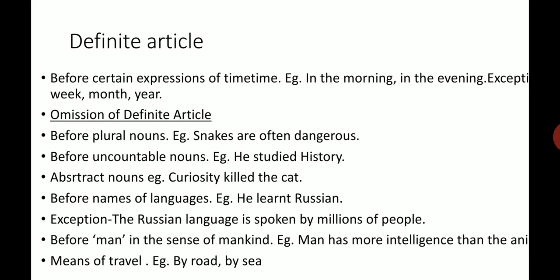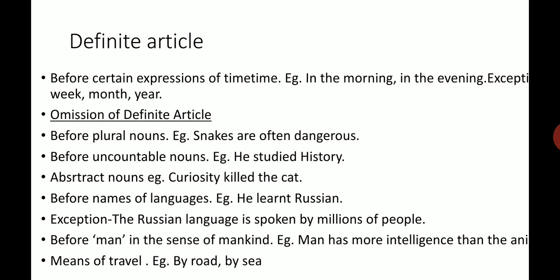Then, before certain expressions of time, for example, in the morning, in the evening, and so on. Now, at times it happens that the expressions of time do not take the definite article. For example, when we have to say last week, or last month, or last year, or midnight, then we do not use the there. For example, we don't say I'll meet you at the noon. We'll say I'll meet you at noon. I'll meet you next week, and not the next week. Now we come to the omission of definite articles.